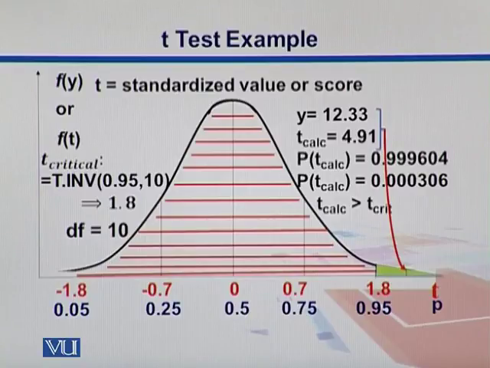The probability of this T calculated, in terms of the probability scale, is 0.999604. And if you look towards the right, this blue circle indicates that this probability is actually 0.000306, which is far less than 5%. So this is a significant event. We can interpret this p-value as: the probability of seeing this event by chance is 0.0003, that is 3 out of 10,000. It's very, very low, so it's a significant event.